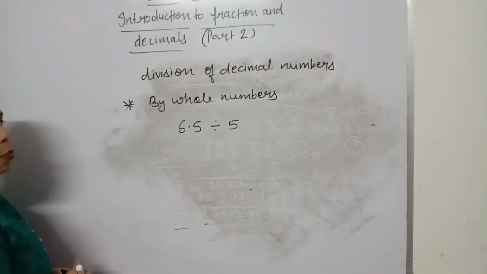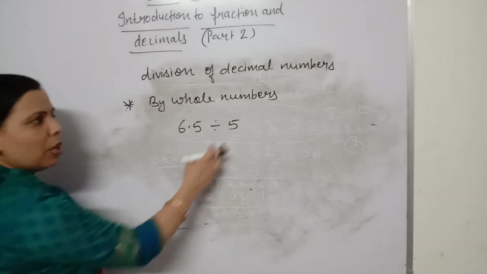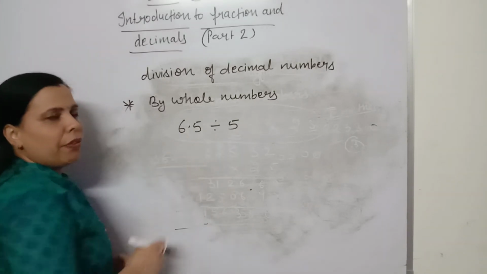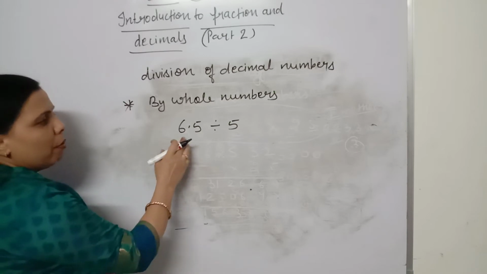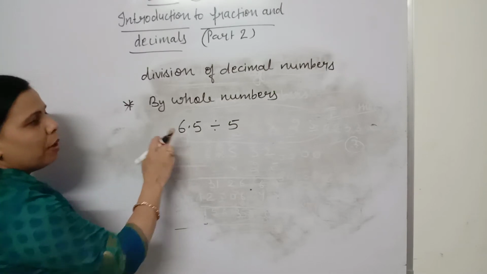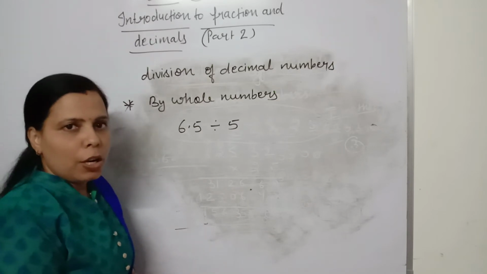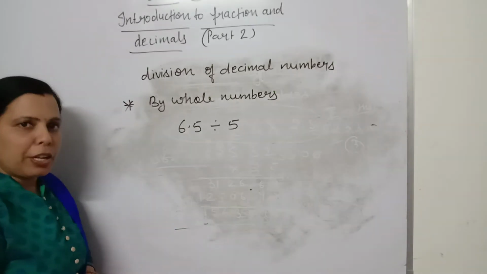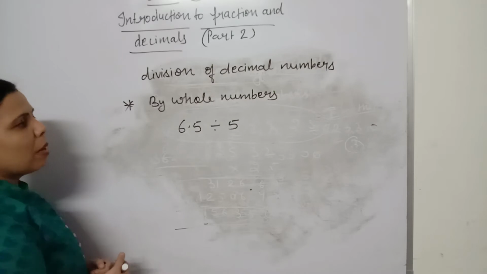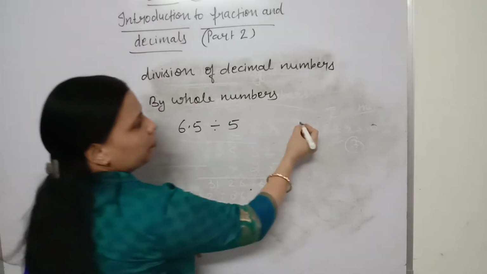So 6.5 divided by 5. 5 is a whole number here, whereas 6.5 is a decimal number. So how are we going to do this one? You have two options again. Either you can divide using the division method, or you can write the same number in a fraction form and then you can do it. So I will be telling you both the things here.